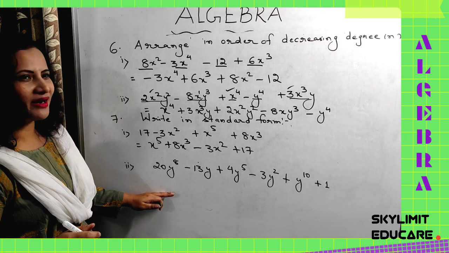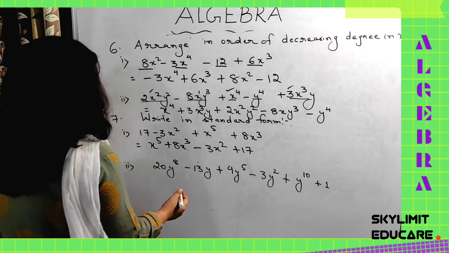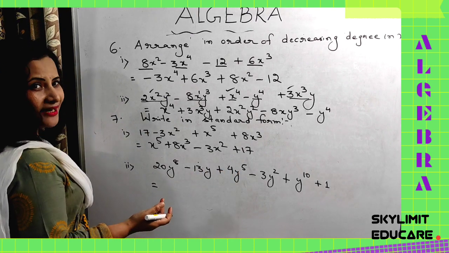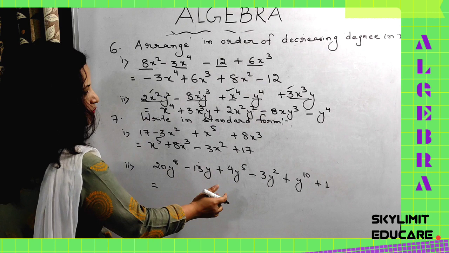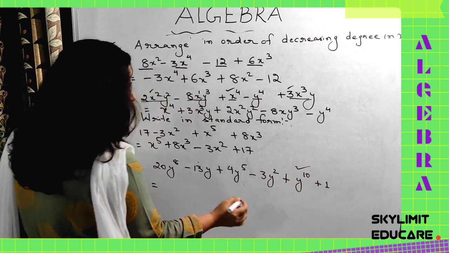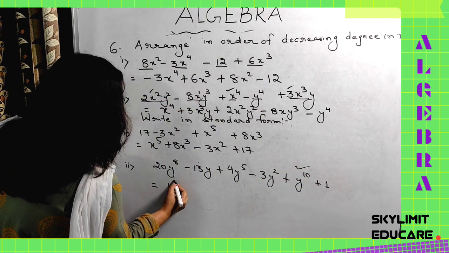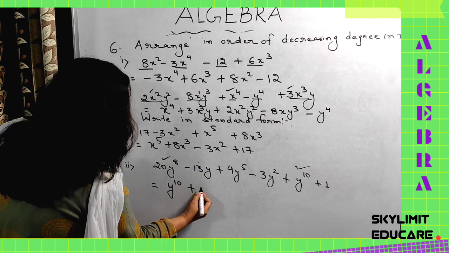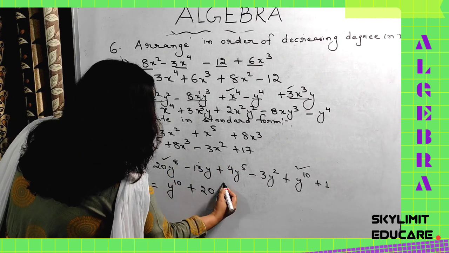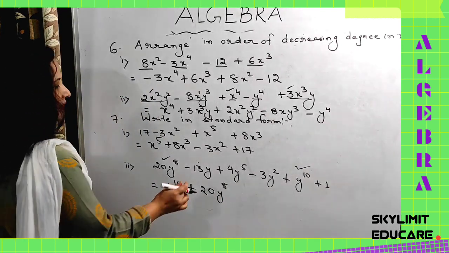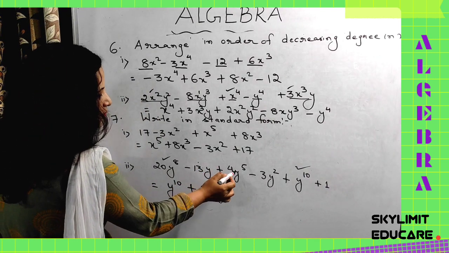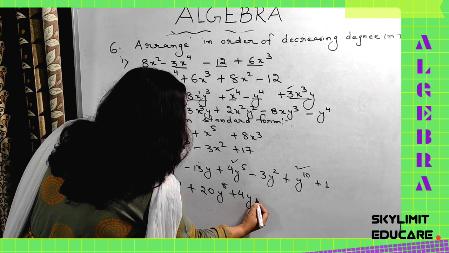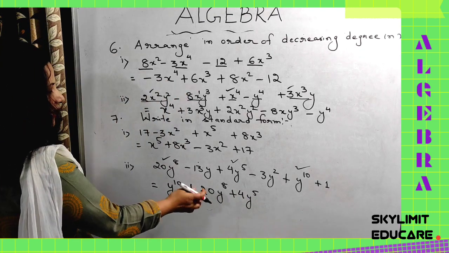Obviously you can find this one also easily. Here we don't have any x, we have y, so we'll arrange in the standard form. Where is the highest power? Obviously this is y to the power of 10, so first we'll write y to the power of 10. After 10 we have the power 8 here, so it is plus 20y to the power of 8. Then we have the power 5 here, so plus 4y to the power of 5.